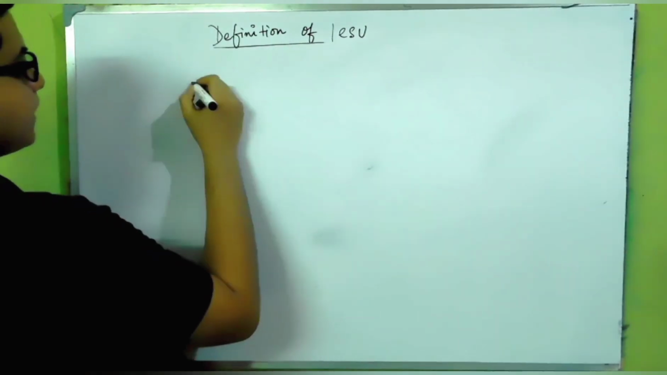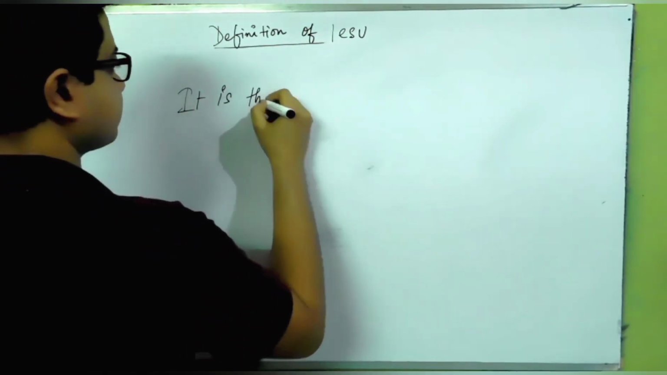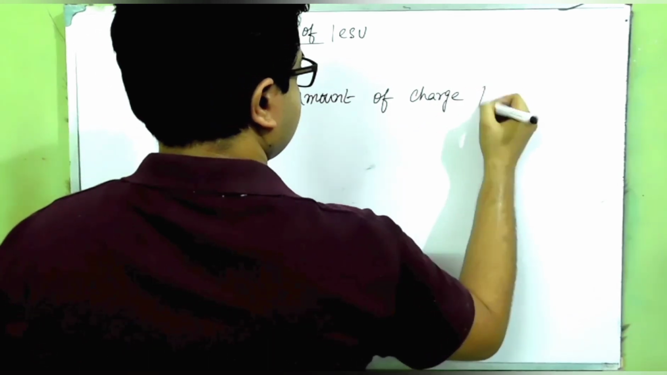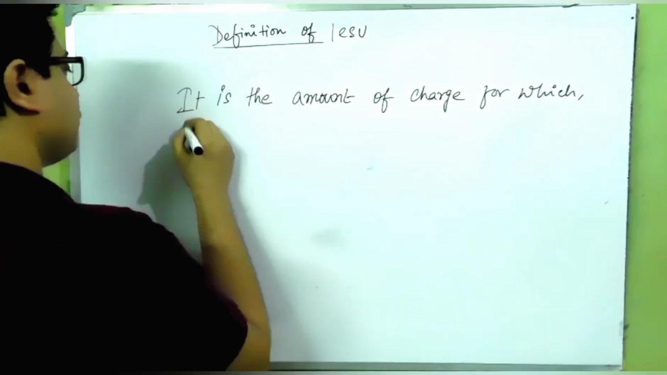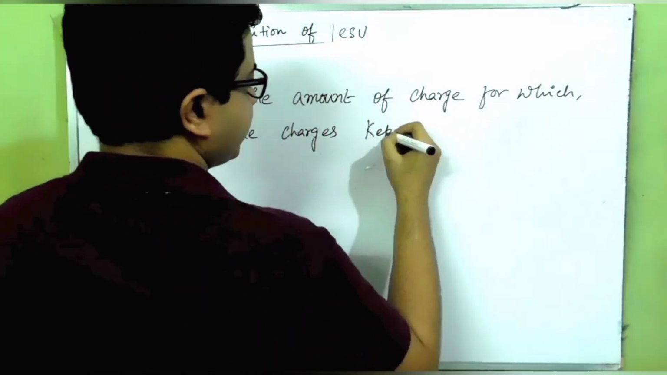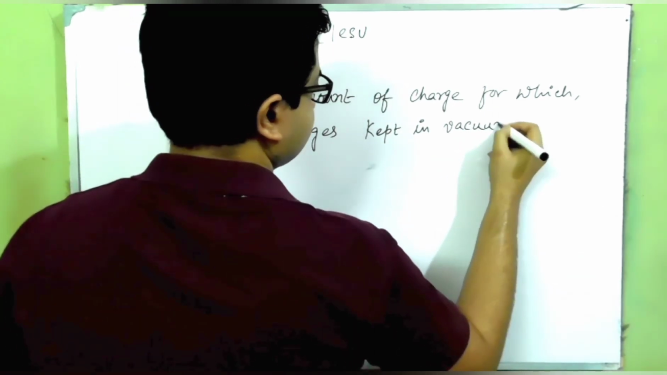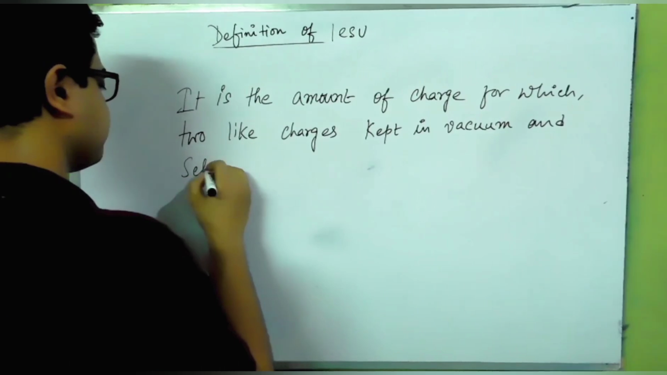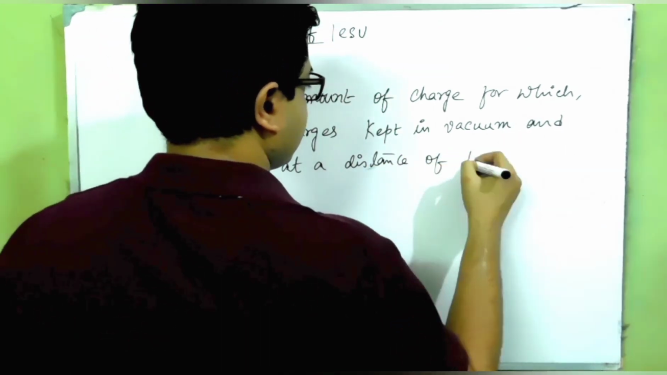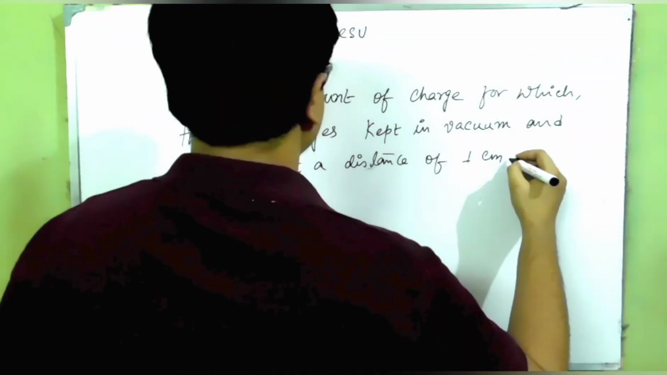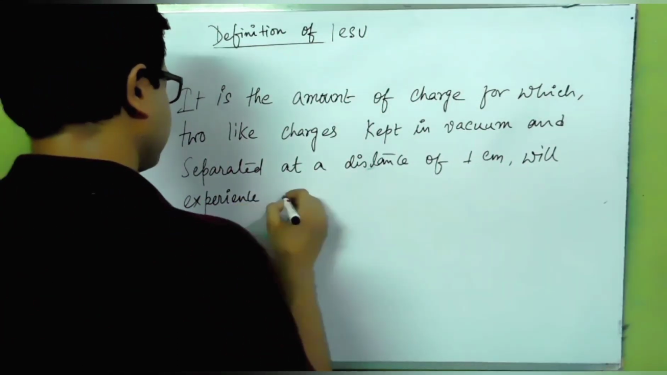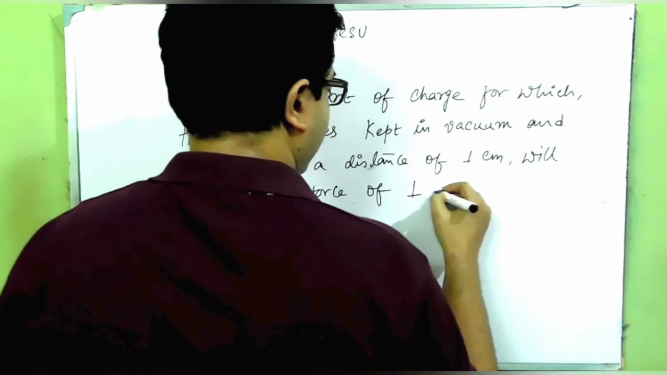So the definition of ESU goes like this: it is the amount of charge for which two like charged particles, or two like charges, kept in vacuum and separated at a distance of 1 centimeter will experience a force of 1 dyne.